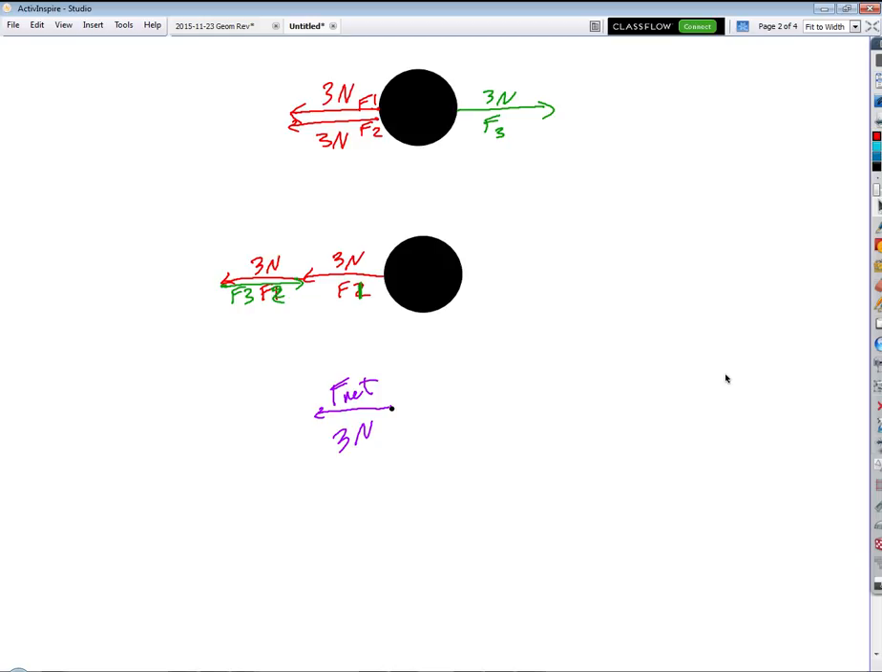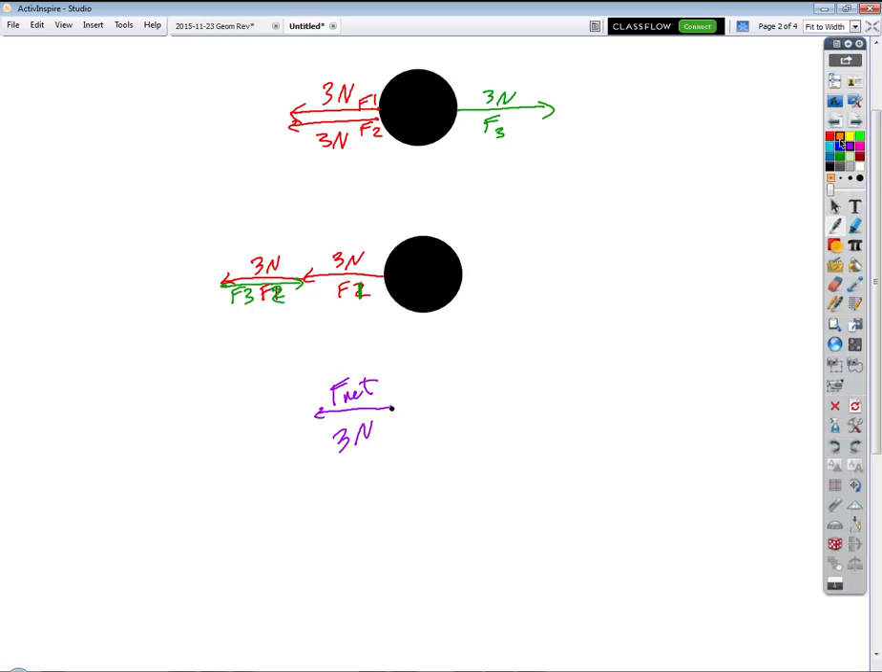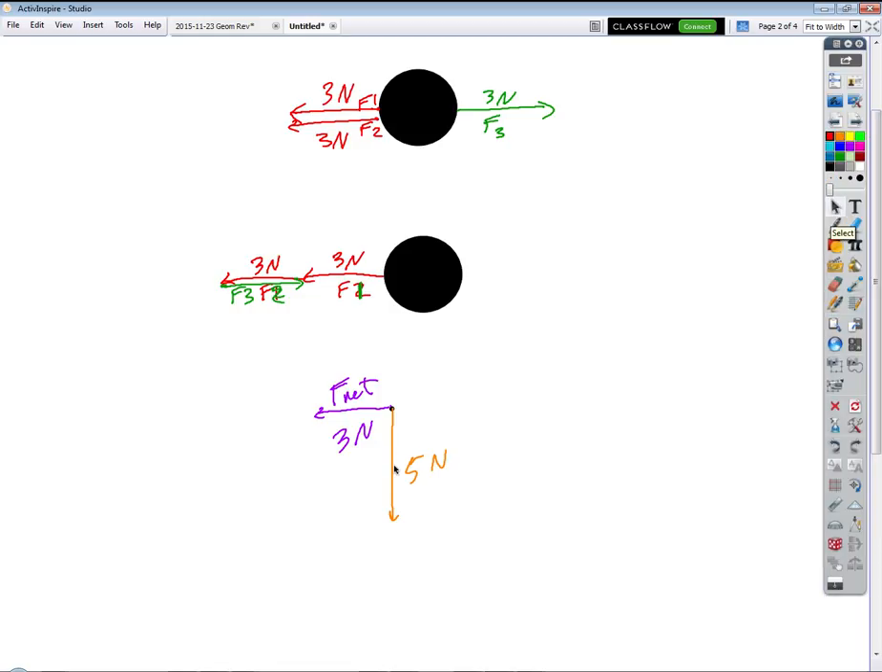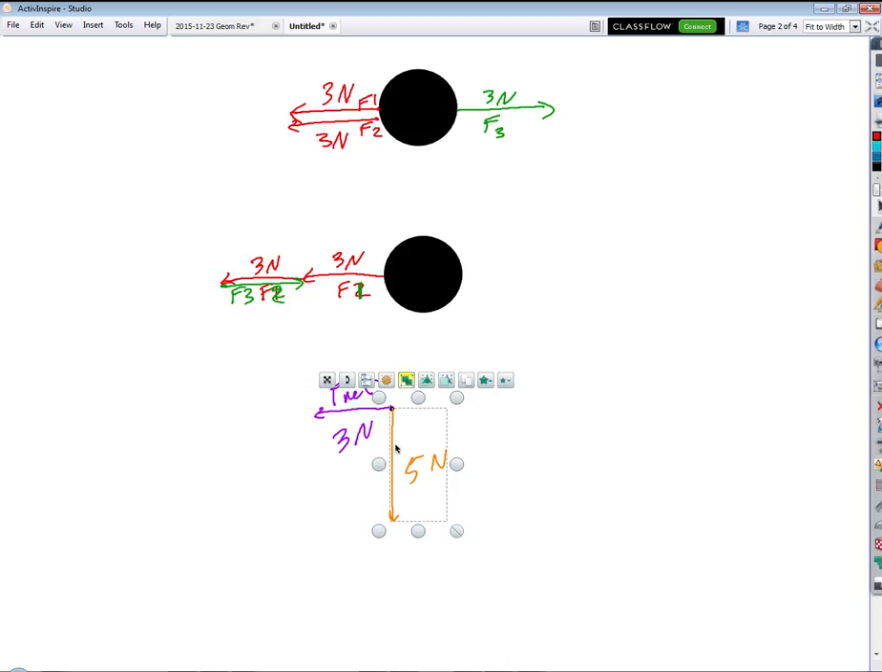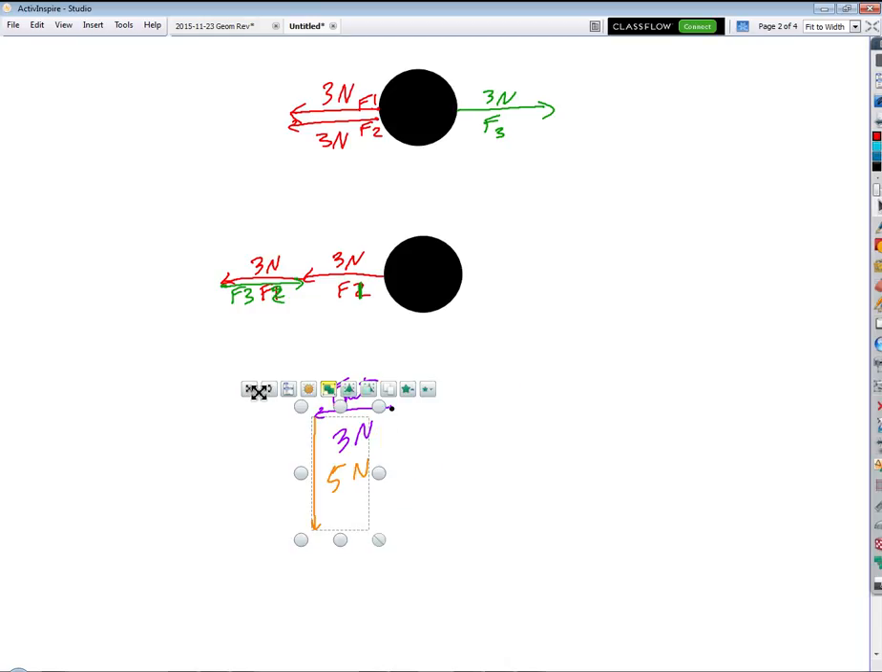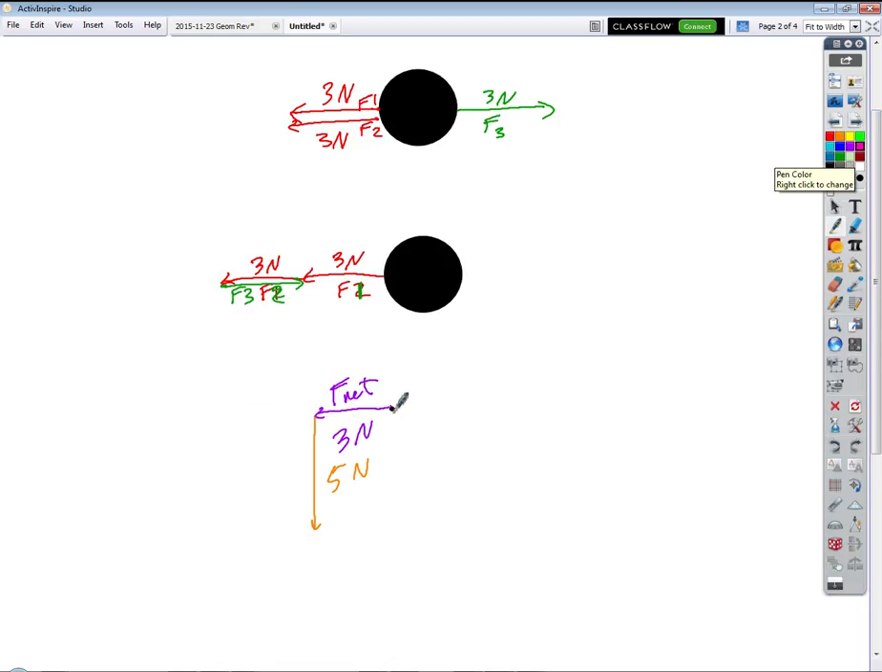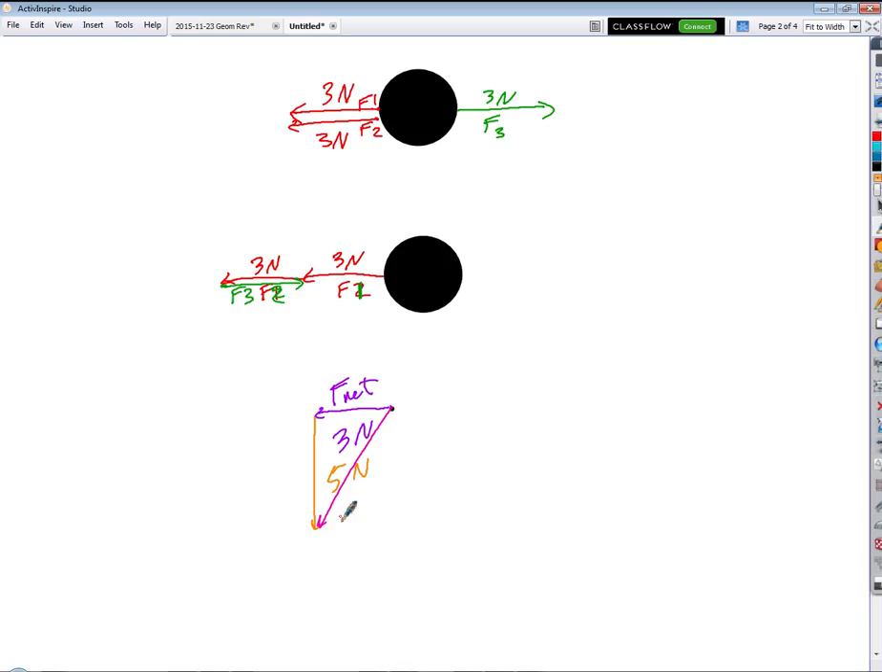If I did have some forces that were acting not along that line, I could have added them off to the side like this. Maybe we had a 5 newton force acting there. And if I added those tip to tail, if I took that force and slid it over this way, I could have then found the resultant force vector or the net force vector using trig like we did before, right? Make sense? See where we're going with this?